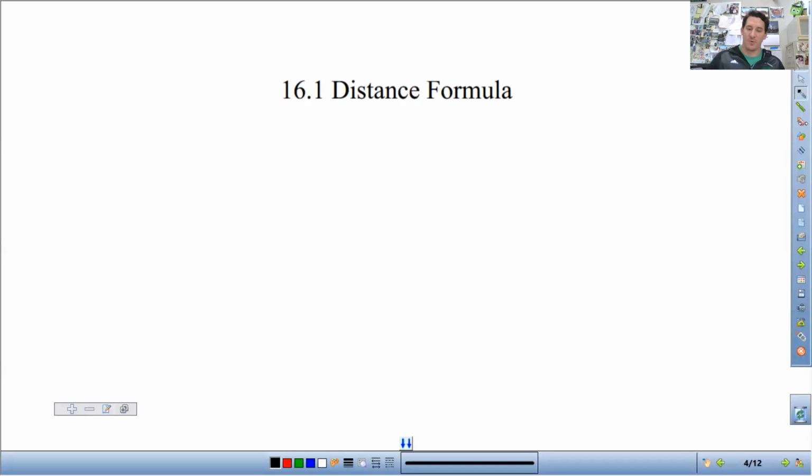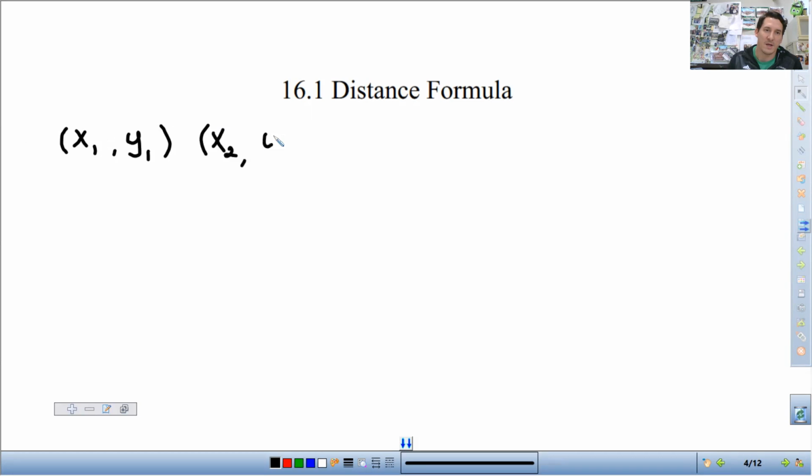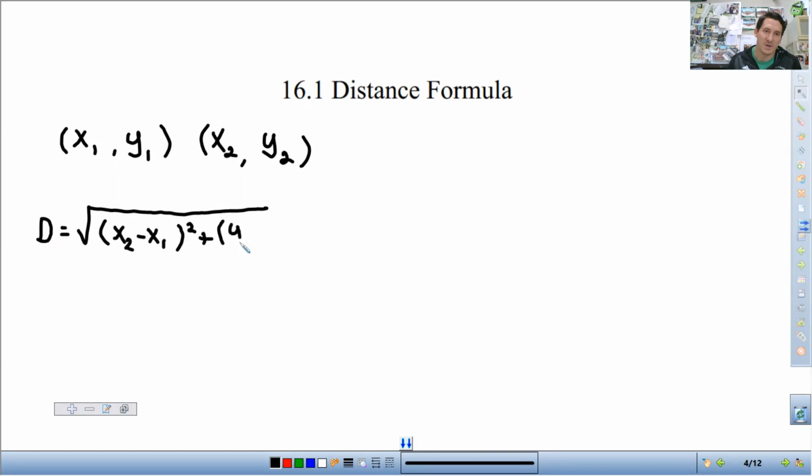So the distance formula in math, if you're given 2 points, x1, y1, and then x2, y2, the distance formula to find the distance between those 2 points is the square root of x2 minus x1 squared plus y2 minus y1 squared. So as you can see, this is kind of a mess.